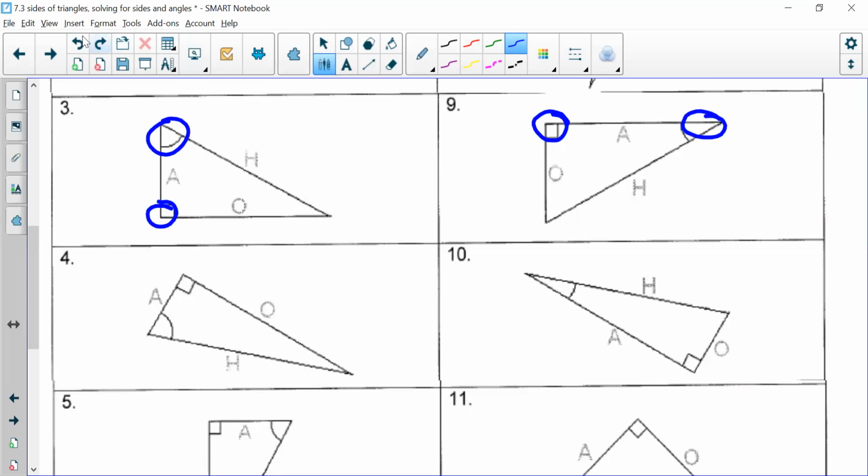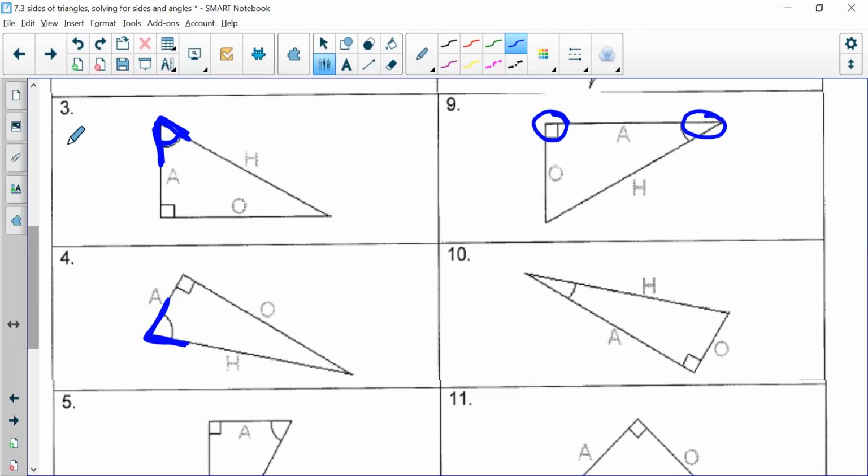Well, the way I think about it is adjacent means attached. So it's going to be attached to the angle that I'm looking from. So this one's my hypotenuse, so this one has to be my adjacent. Or if I was looking at this angle, this is my hypotenuse, so this has to be my adjacent. But the way you just described it will always work too, Lauren. Okay, thank you. You're welcome.